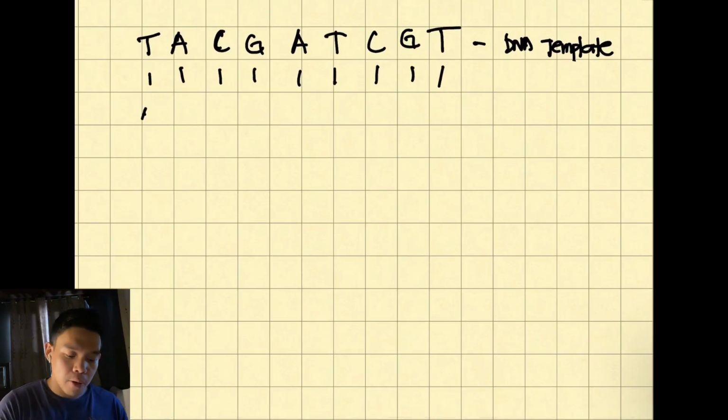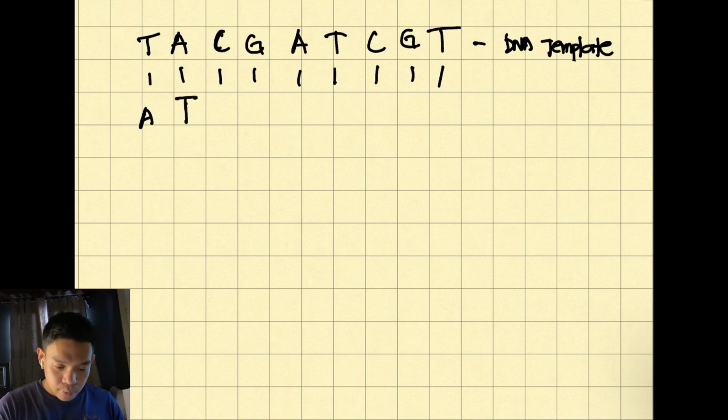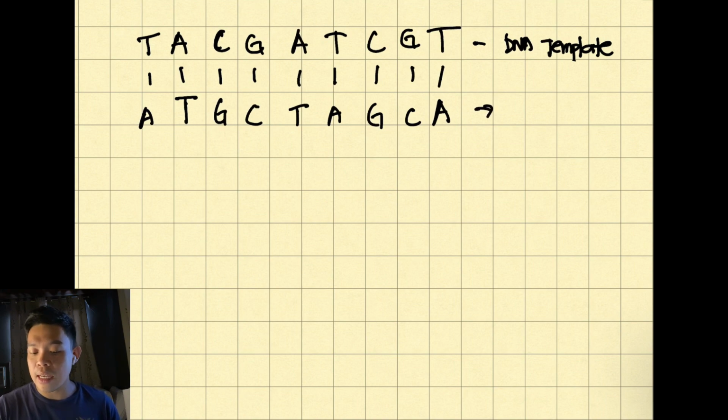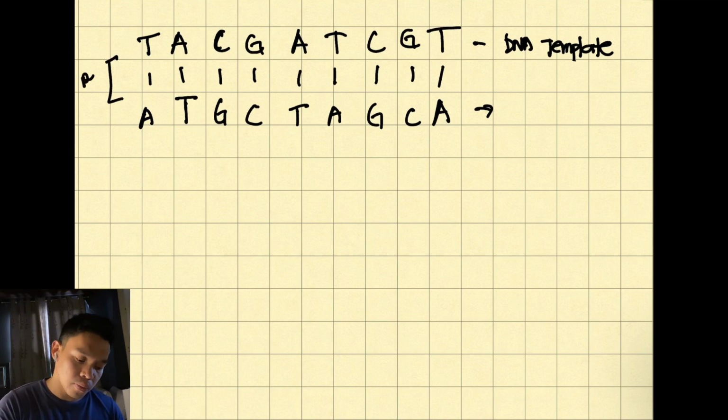So, thymine always pairs with adenine. Adenine always pairs with thymine. Cytosine always pairs with guanine. Guanine always pairs with cytosine. Adenine always pairs with thymine. Thymine always pairs with adenine. Cytosine always pairs with guanine. Guanine always pairs with cytosine, and thymine always pairs with adenine. This is the DNA replication, the replicated DNA.